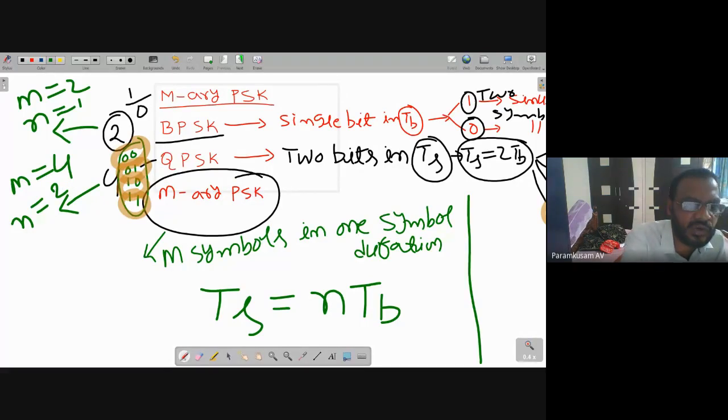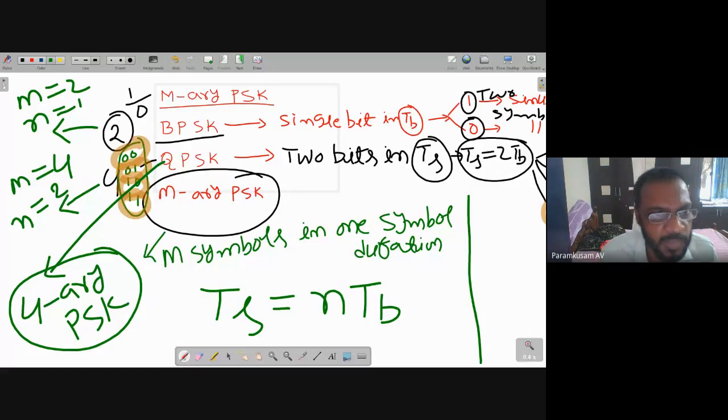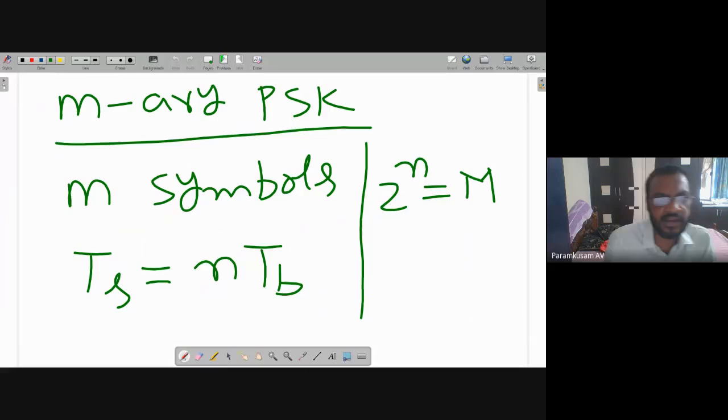So you can say that QPSK is also known as 4-ary PSK. Then BPSK is called 2-ary PSK. QPSK is called 4-ary PSK, BPSK is called 2-ary PSK. Okay. Now do you understand M-ary PSK?